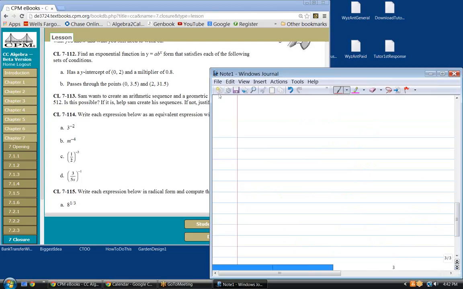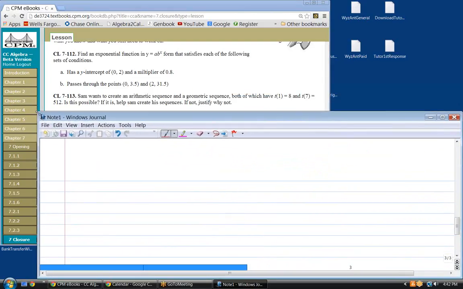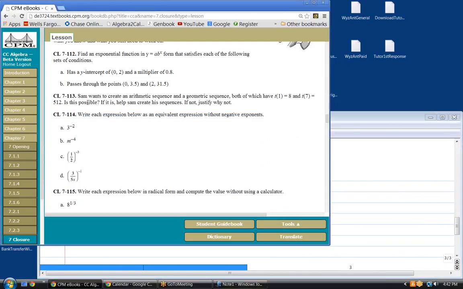Now, it looks like you're into arithmetic sequences also, correct? And geometric sequences? Question 7. Yeah, 7, 11, 14. I didn't know how to do D. You know how to do 7, 11, 13? I don't know how to do that one. I don't think it's possible, though. This one right here? Yeah. Oh, okay. I see. Help Sam create his sequence. Well, we'll give it a look.